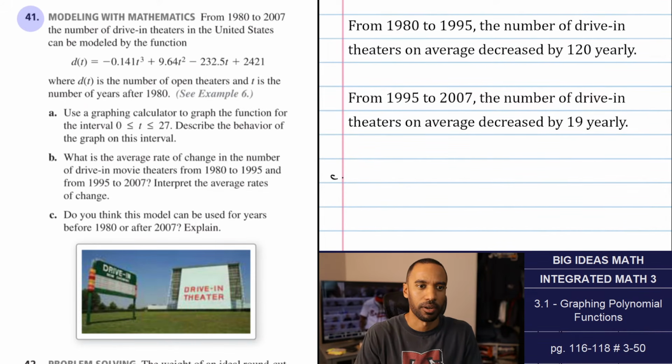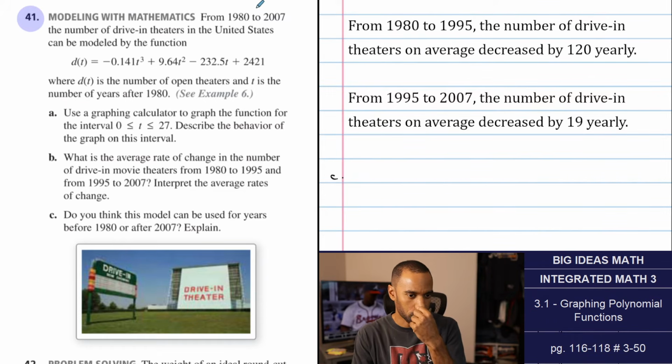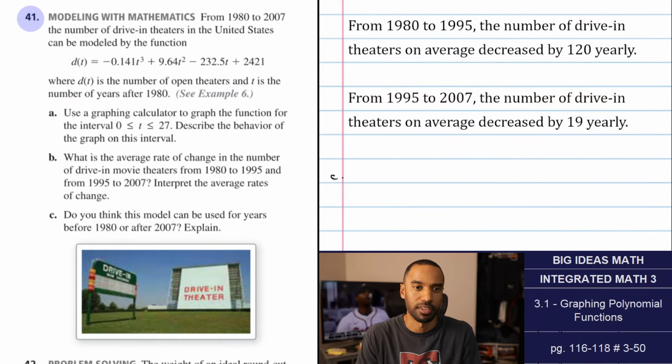Do you think this model can be used for years before 1980 or after 2007? Explain. This is one of those things where we might want to zoom out more. We have the graphing calculator. Let's do more of a zoom out. Let's give us a little more X's. Let's give 5 years before. Let's give 5 years after. Let's give 10 years after. Let's see what's going on there.